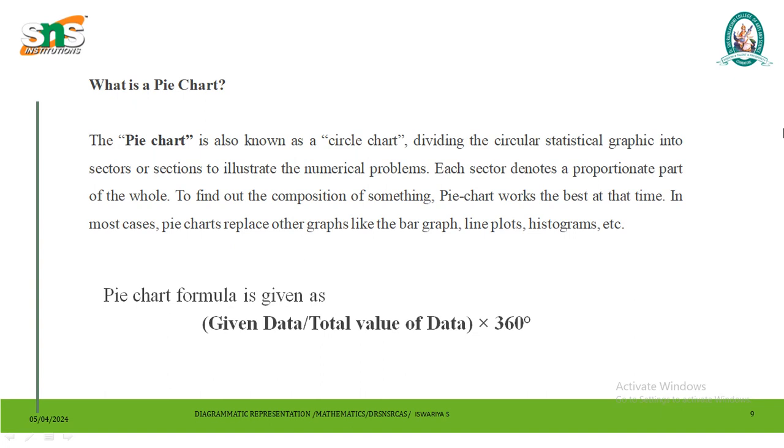The next one is pie chart. The pie chart is also known as a circle chart, dividing the circular statistical graphic into sectors or sections to illustrate the numerical problems. Each sector denotes a proportionate part of the whole. To find out the comparison of something, pie chart was the best at that time. In most cases, pie chart replaces other graphs like the bar graph, line plots, histograms, etc. The formula for the pie chart is given data divided by total value of data, multiplied by 360 degree.